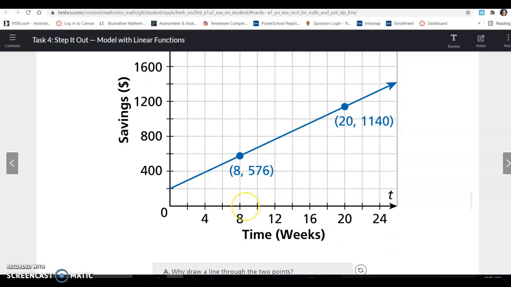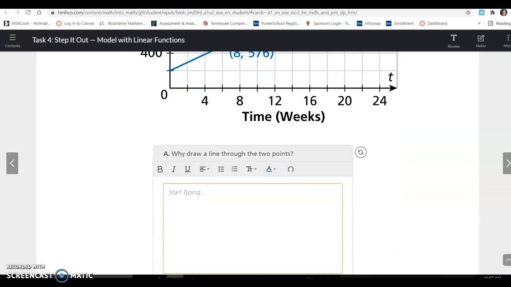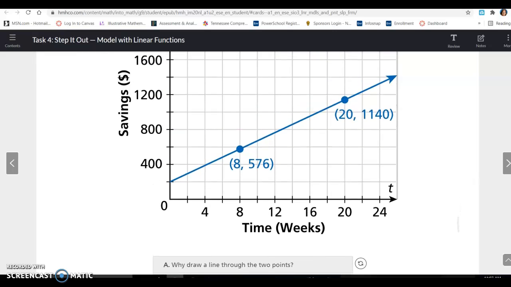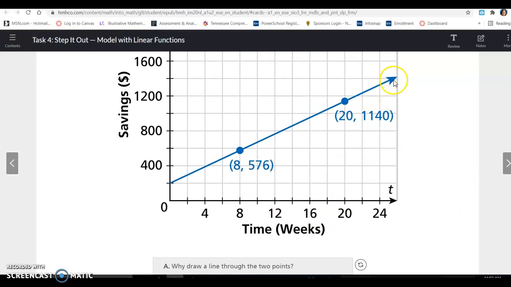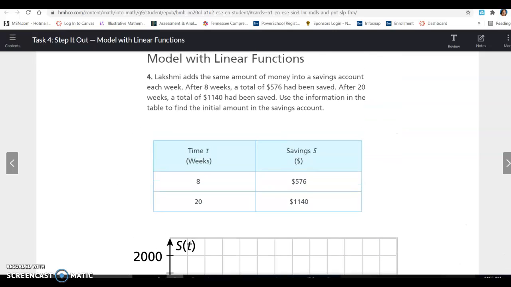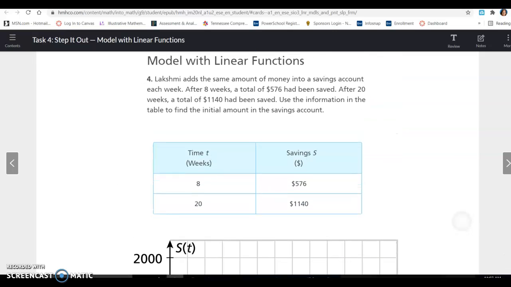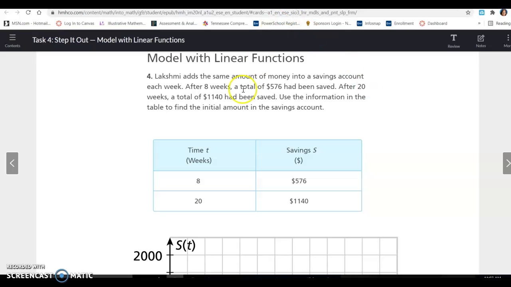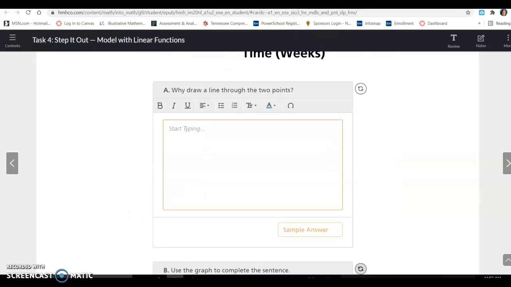All right, so they've graphed the 2 points. And it says, why draw the line through the 2 points? All right, so if you draw the line through the 2 points, that shows you that it is a constant rate of change. So we have a linear equation because he is saving the same amount of money each week. So that makes it linear.